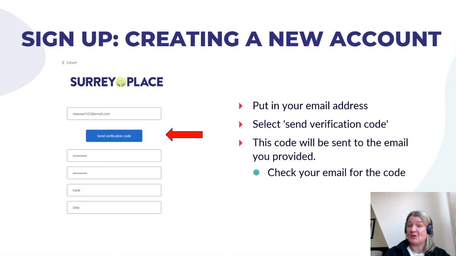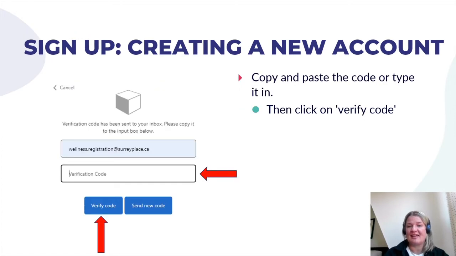And when we're creating a new account, what we'll do is put in our email address, and then you can see that it's asking us to select Send Verification Code. This code will be sent to your email. So go ahead and check your email, and then you'll find a code there that you will need to cut and paste and add back to your verification code. And then click Verify Code.